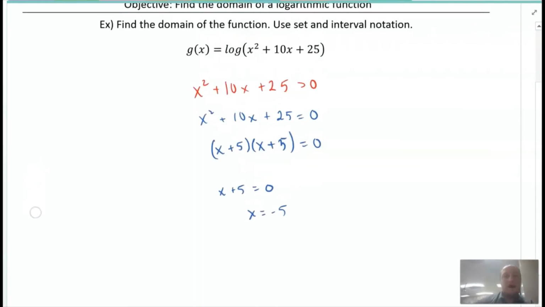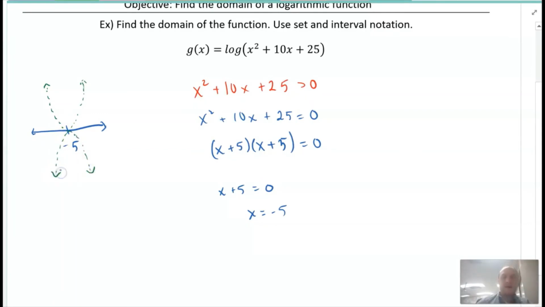So I have this weird case. I don't have two critical numbers. I only have one critical number at negative 5, and I have multiplicity. Now I'm going to tap into your knowledge about quadratics and parabolas. What we could have is a parabola that has a vertex at negative 5 facing upwards like this, or we could have a parabola that is facing downwards like this.